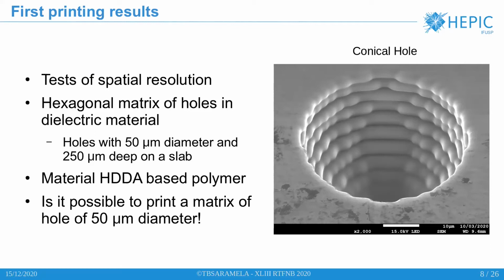And inside of the hole, in the inner wall, we see these step-like structures. This is caused by the Z resolution, or the layer thickness, because the printing is done layer by layer. So in this case, we have a conical hole, such that each layer has a different diameter, and we see this kind of effect. Can you pass, please?